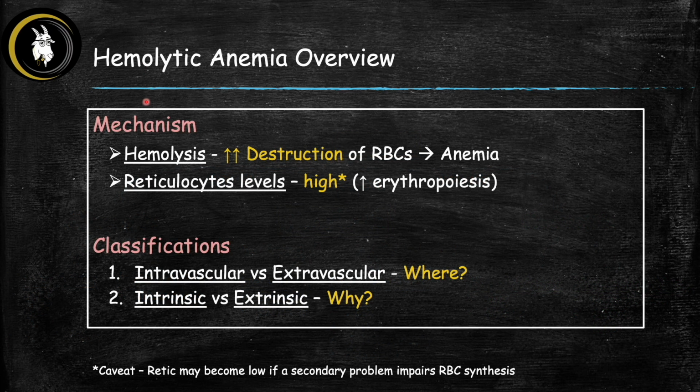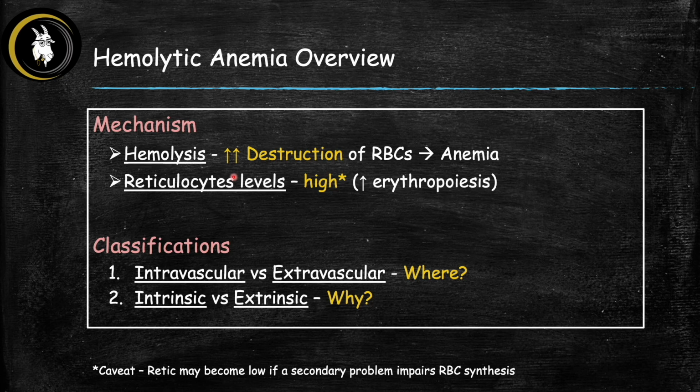So let's start with the two main points about hemolysis. First, the mechanism. In hemolysis, the word hemo refers to the red blood cells and lysis refers to their destruction. So the problem in hemolysis is excessive destruction of the red blood cells, and this is how it causes anemia. The bone marrow is going to figure out that the red blood cells are getting destroyed and there's severe anemia. It's going to say, hey, we have a problem. We need to increase production.